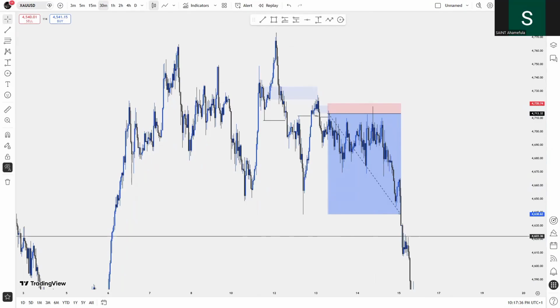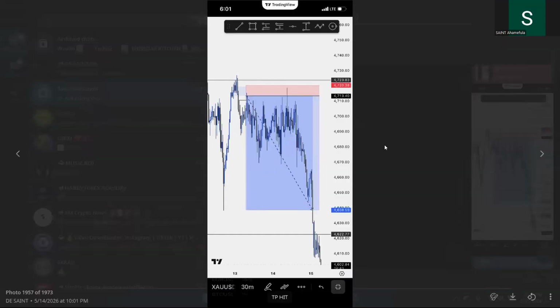This is it here. This is the chart. Let me look for the before.